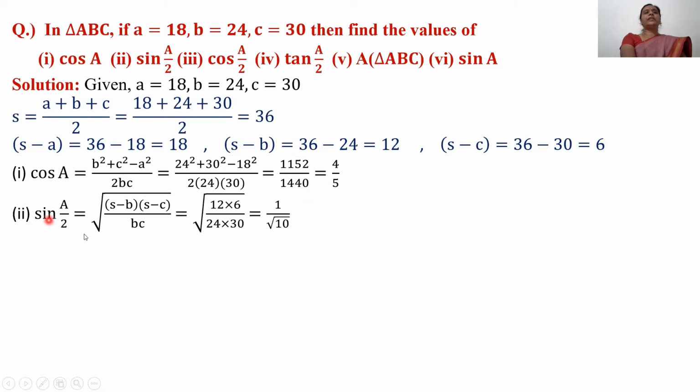Then we will find sin A by 2. According to the half angle formulae, we know that sin A by 2 will be under root (S minus B) in one bracket, (S minus C) in the second bracket, divided by BC.